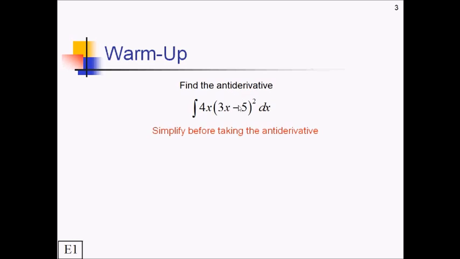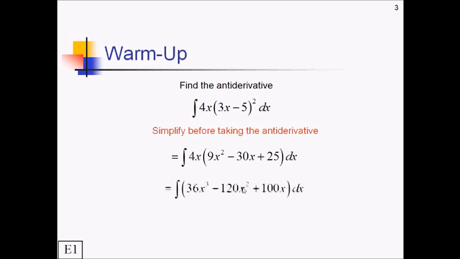So expand the 3x minus 5. That'll be 9x squared minus 30x plus 25. And then we can distribute that 4x. That'll be 36x cubed minus 120x squared plus 100x. This is something we can take the antiderivative of term by term. So let's go ahead and do that.